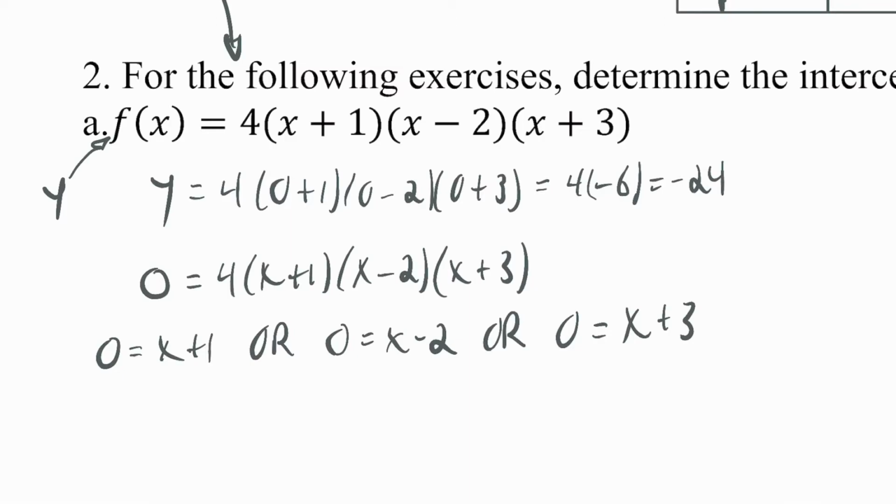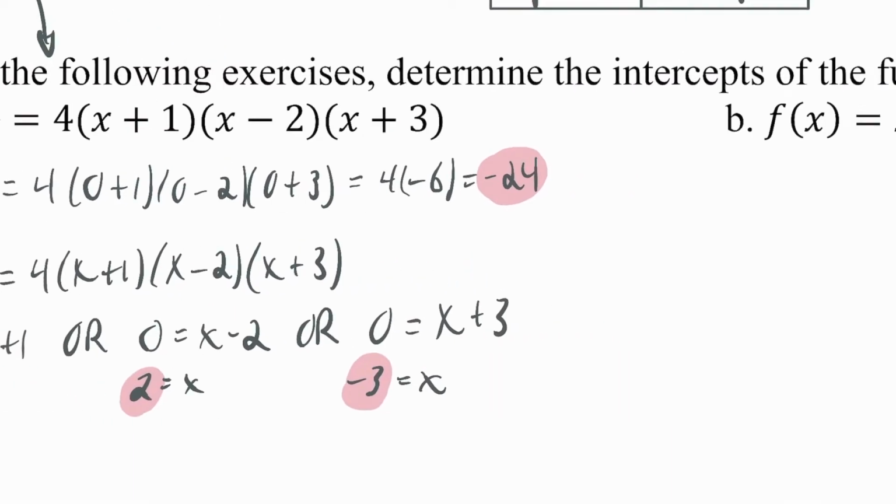Conceptually, though, of course, x can't be both negative 1 and negative 3 at the same time, but at one time it could be negative 1, and another time it could be negative 3, and another time it could be positive 2. So I'm saying any one of these factors could be 0 at a given time, just not all at the same time, because x cannot be both negative 1 and negative 3. Anyway, so I can solve each of these equations individually now. So negative 1 equals x, 2 equals x, and negative 3 equals x. So I found my y-intercept and my 3 x-intercepts.